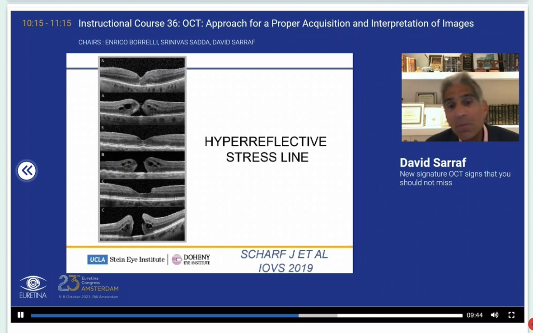And you can see this before the development of macular holes. You can also see it after macular hole surgery. Here it predates the full thickness macular hole in all three cases.